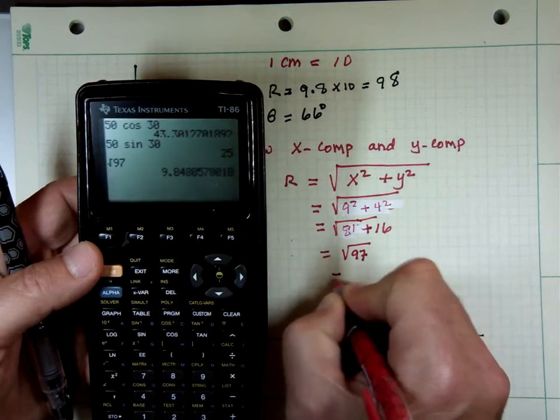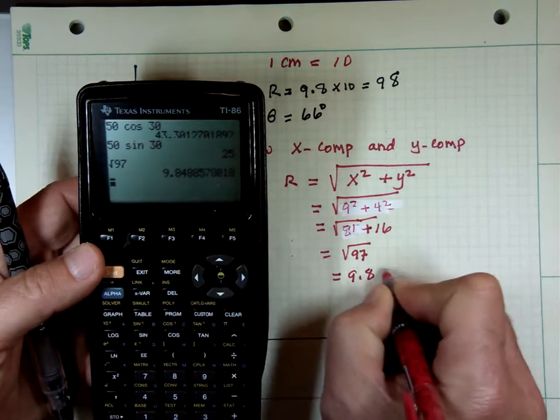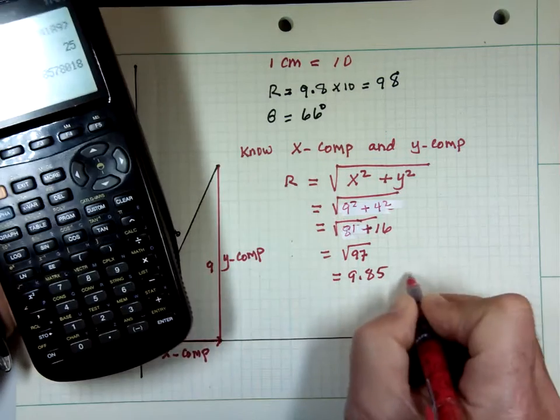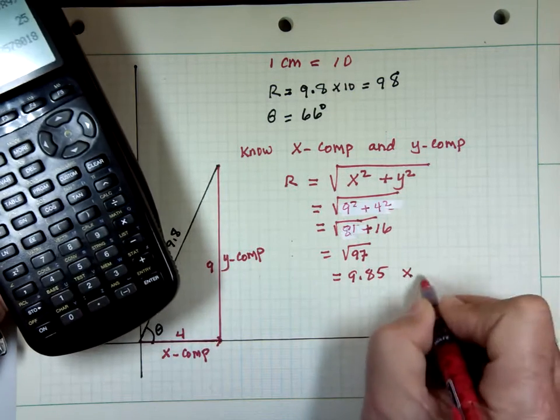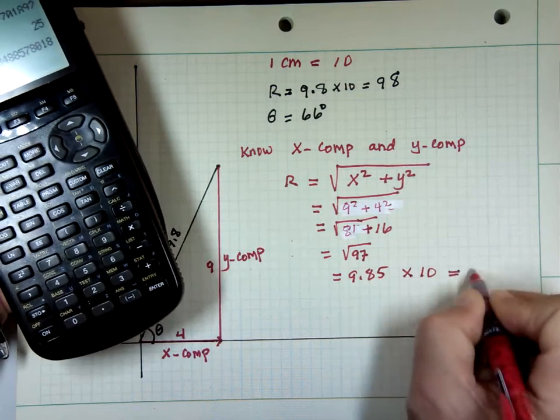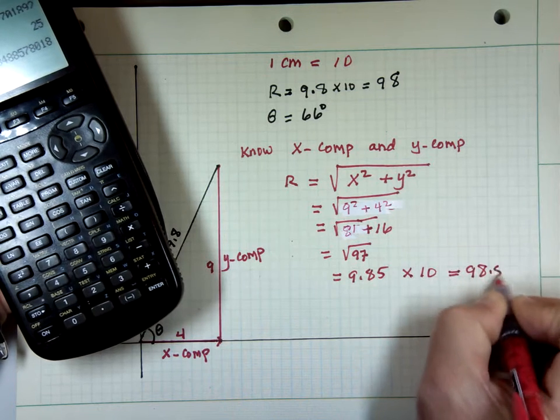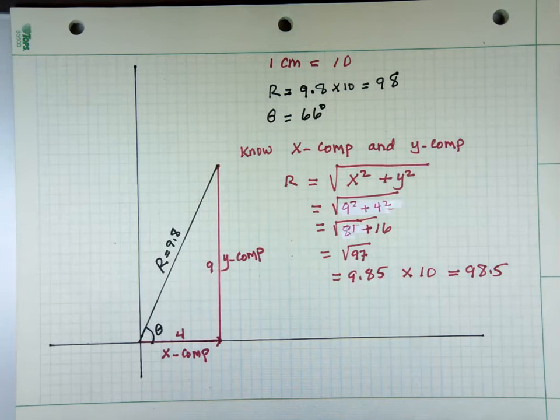Which is 9.85, and I'm using a scale of what? What's my scale here? 10? So what are we getting? 98.5. And when we do it mathematically or graphically, we get 98.